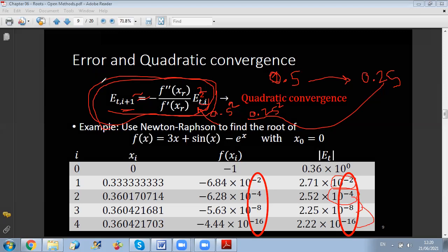Whereas, take another method, let's say the bisection method we saw before, where we plotted the error variation and it came out approximately linear. In this case, if the relation is that the error at i plus 1 is a certain coefficient A times the error at iteration i, the behavior is linear, meaning a linear decrease of the error. Whereas here the decrease is quadratic, meaning it will be much faster.